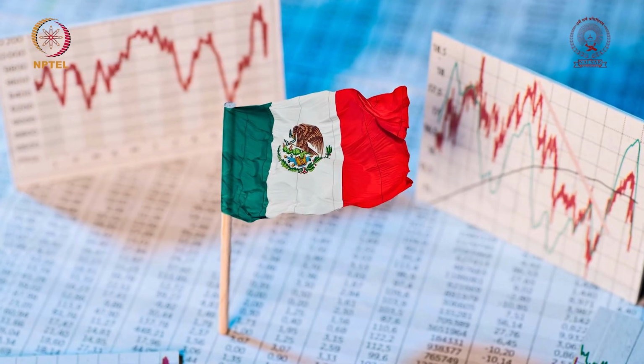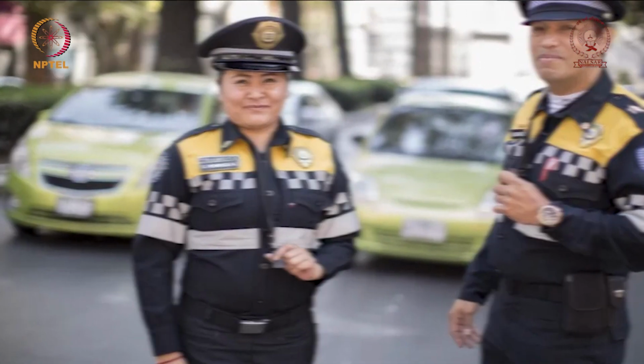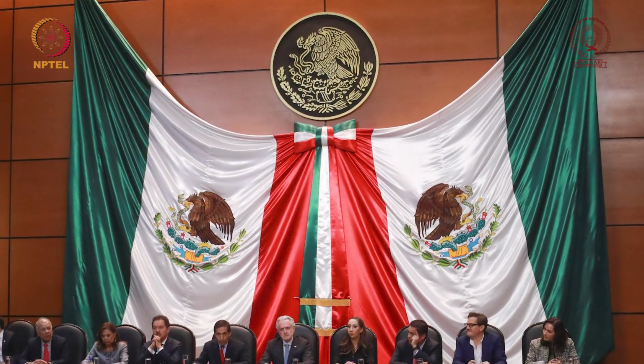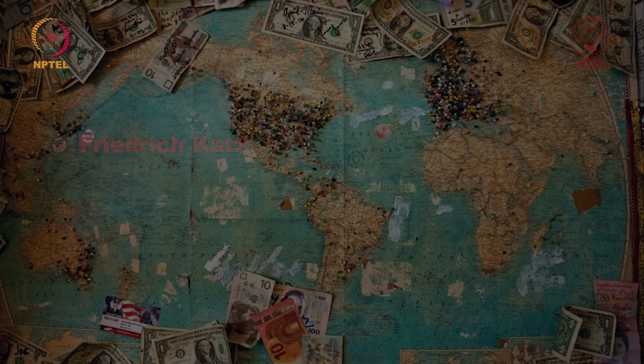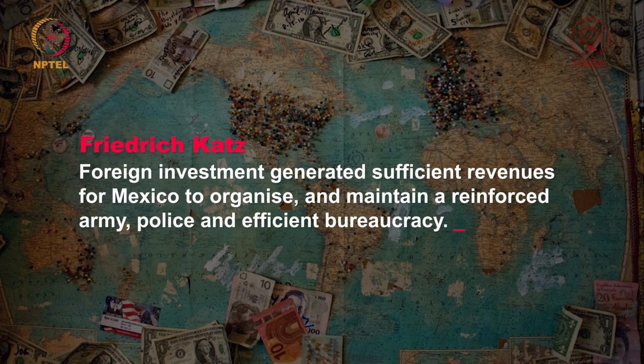When there was economic development in Mexico, it was easier for the government to organize, maintain an army, maintain a police, maintain an efficient bureaucracy, which subsequently led them to take some adverse action against foreign investment itself. So he said foreign investment did result in capacity building in the host state, where they were in a position now to take measures against foreign investment itself.